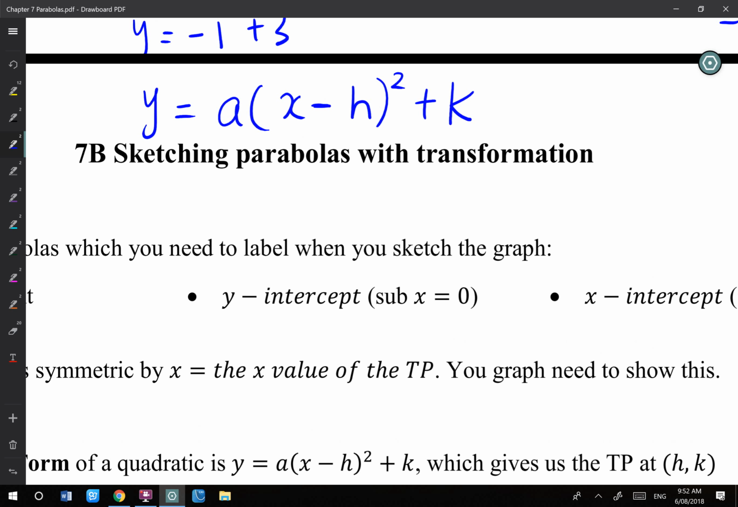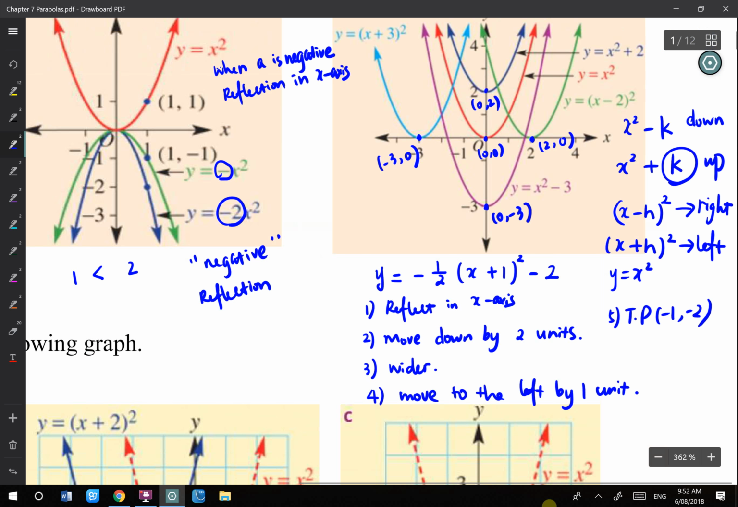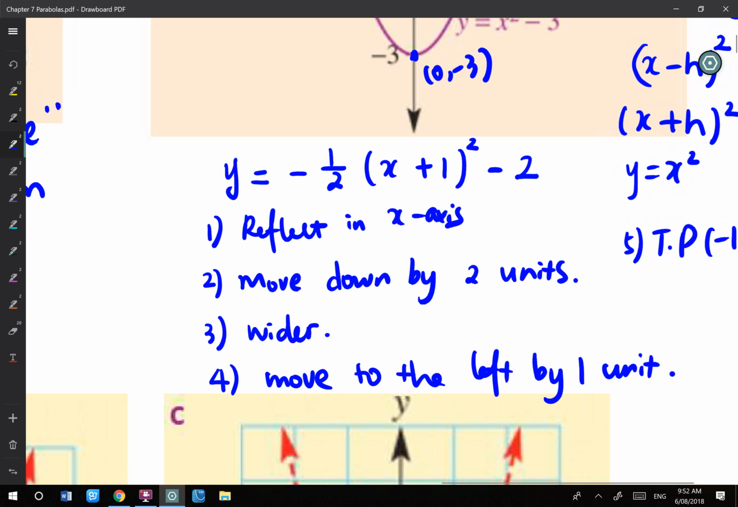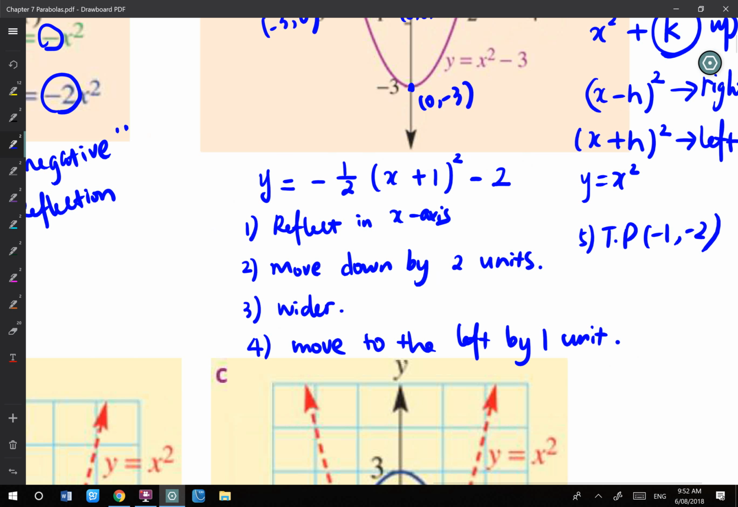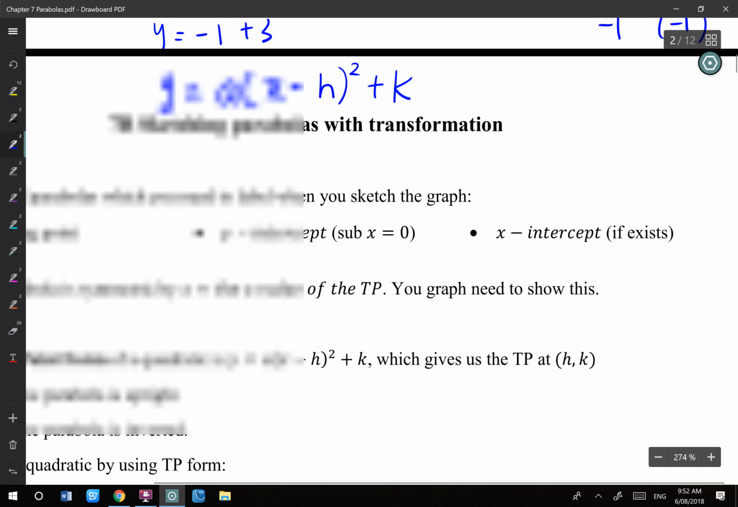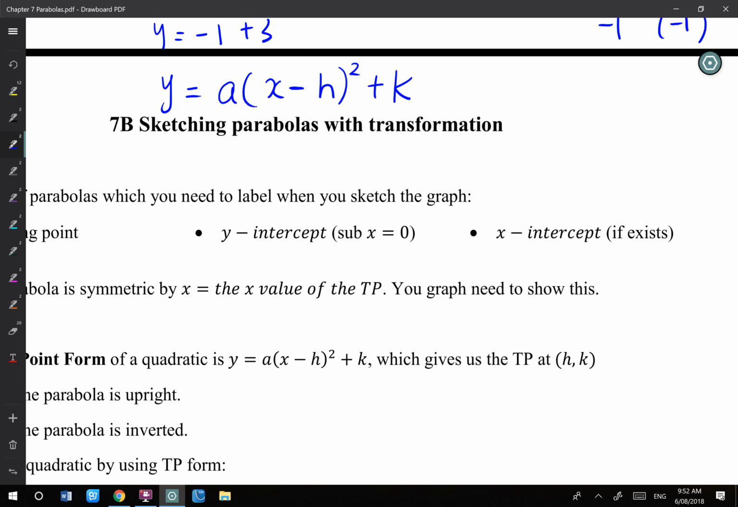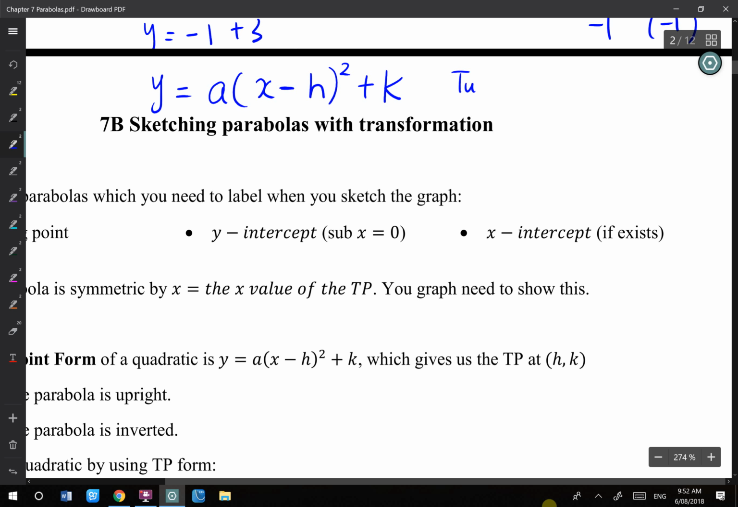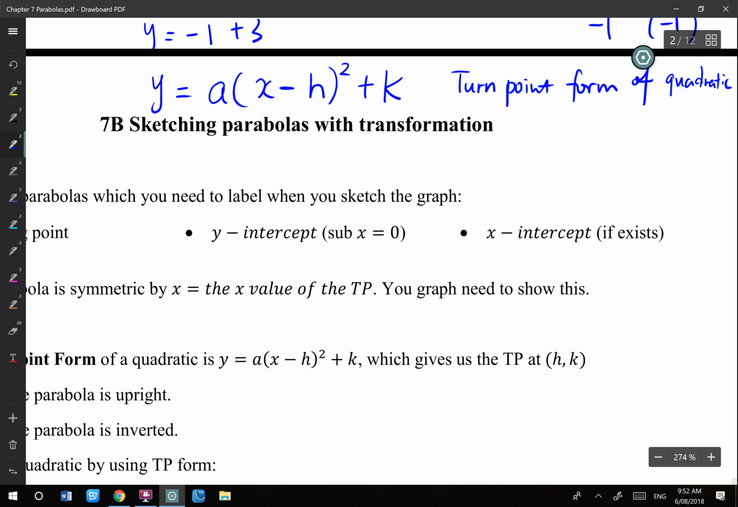Please copy this one down. Okay, that is exactly what I have written for this formula. y equals negative a half (x plus 1) squared minus 2. So this is not the general form. This is called the turning point form of a quadratic.